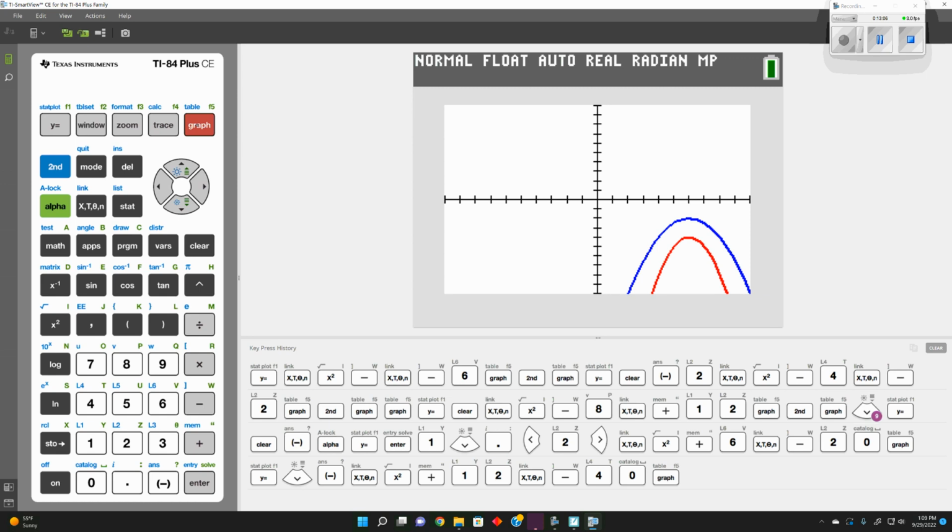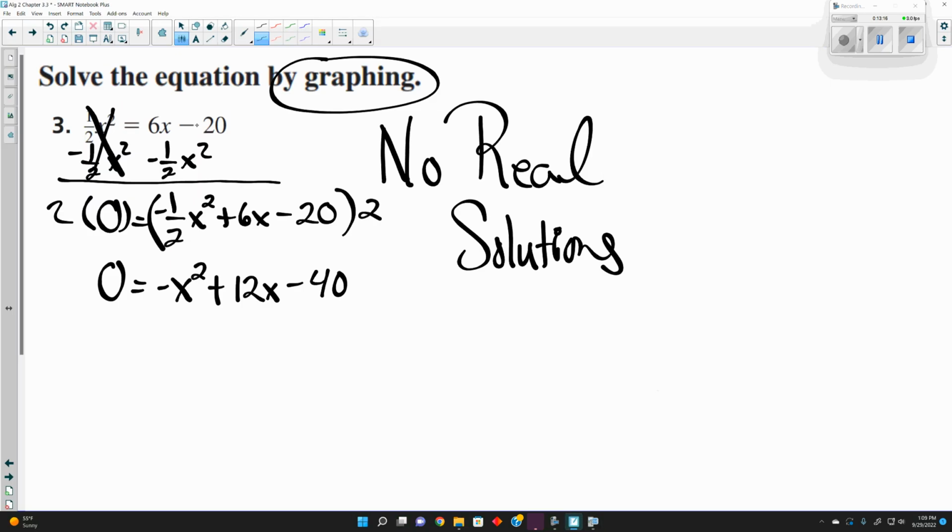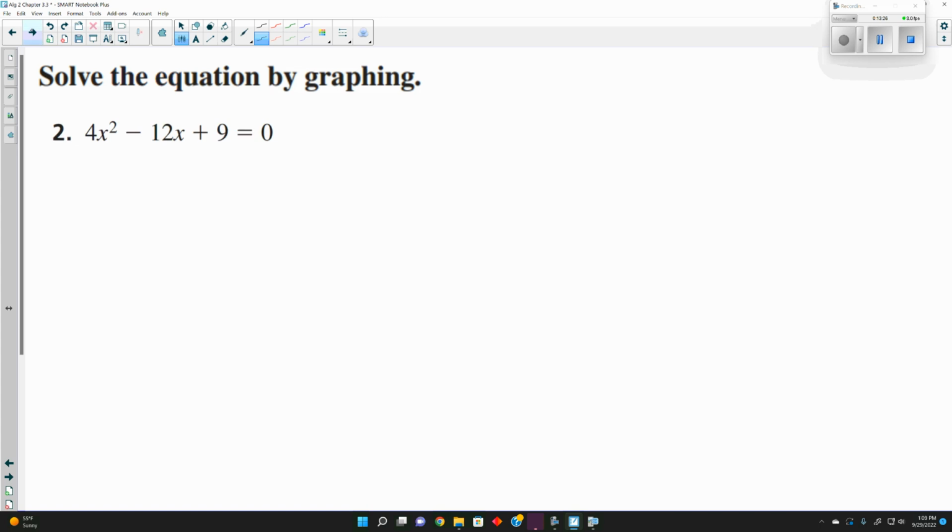It changed the numbers. It won't change the intercepts, but it does change the numbers, and it still doesn't work. Because even if we tried to find factors with it, it won't work. So neither one of these has real solutions. Let's look at the next one.